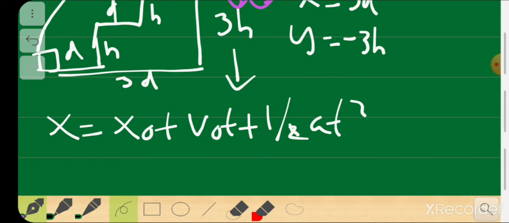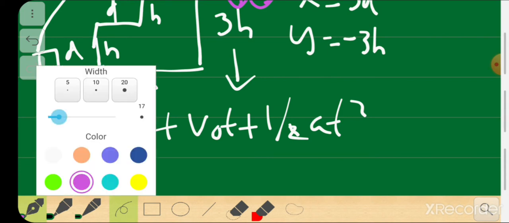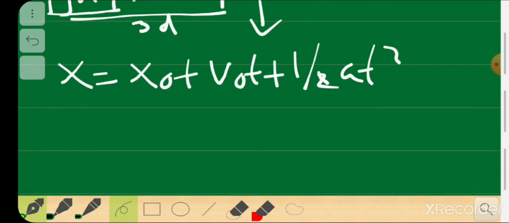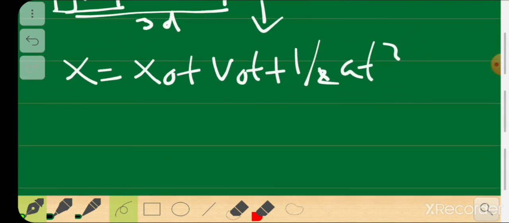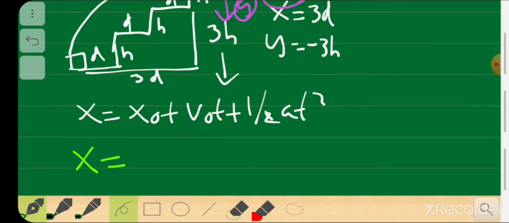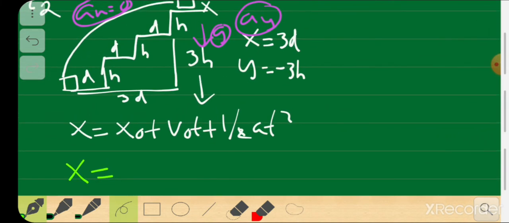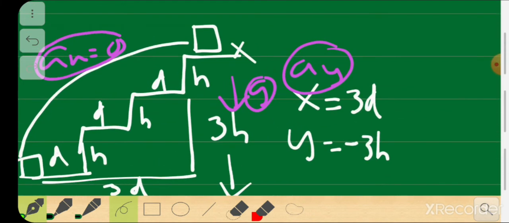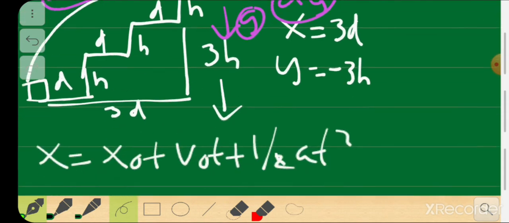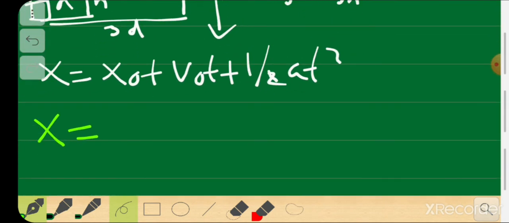Now with that in mind, we can write for the x case: x starts from x0, the initial starting point, it doesn't matter, plus some v0 x, the velocity where this starts, right? It started from rest here with v0 and it moved and gained some velocity vx, right? So vx is the initial velocity here in the x direction, right?